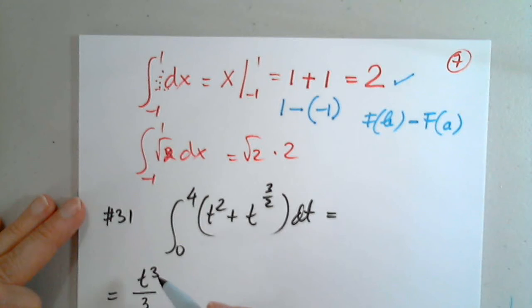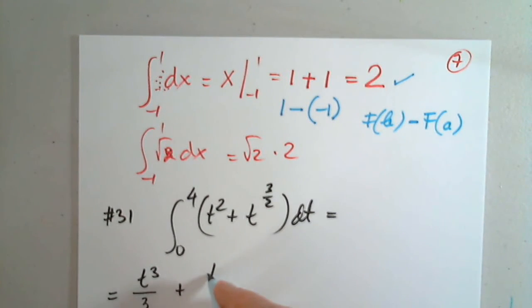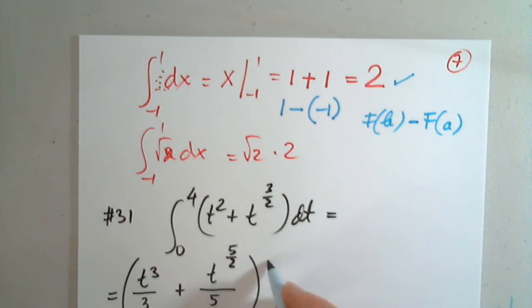How do I remember this? When I differentiate this, I have to get that. 3 comes down, subtract 1 from the power, and that's what I get. Plus 3, t to the 3/2 plus 1. But 3/2 plus 1 is 5/2, over the same number, mandatory. And the integral from 0 to 4.